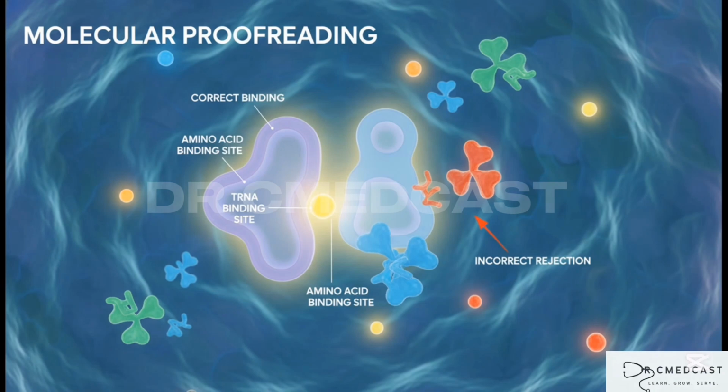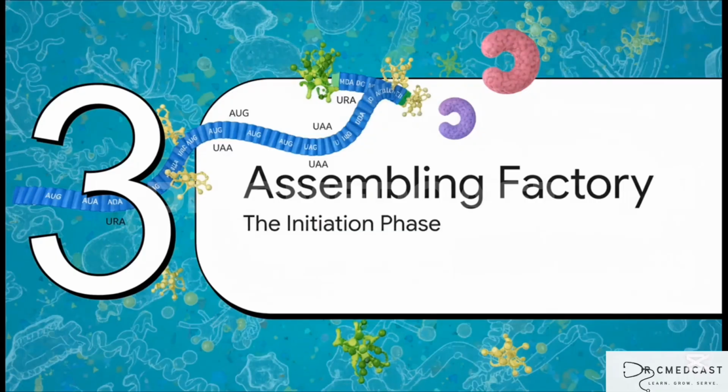This charging reaction is the most critical quality control checkpoint in the entire system. Why? Because if the wrong amino acid gets attached to a tRNA, the ribosome itself has no way of telling. It just trusts that the delivery is correct. So the integrity of the whole process, the fidelity of the translation, it all hinges on the precision of this one initial step.